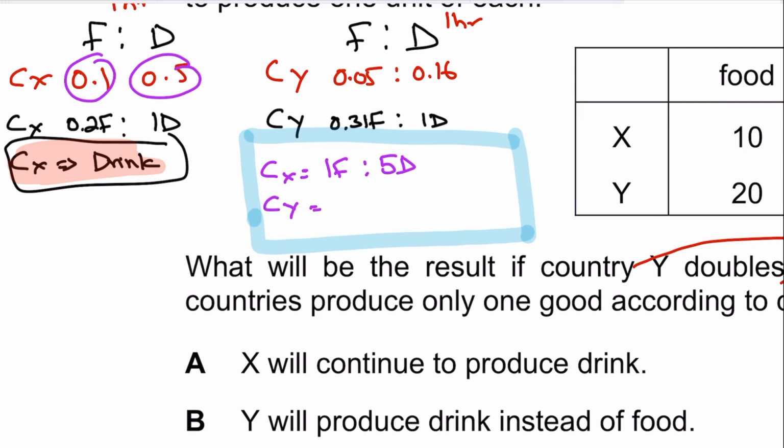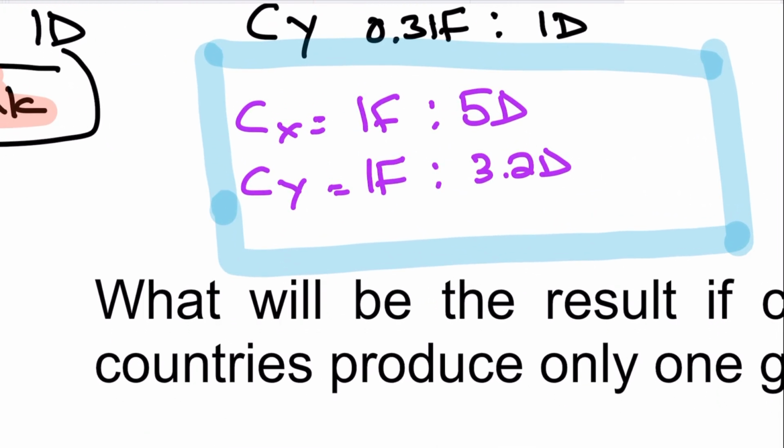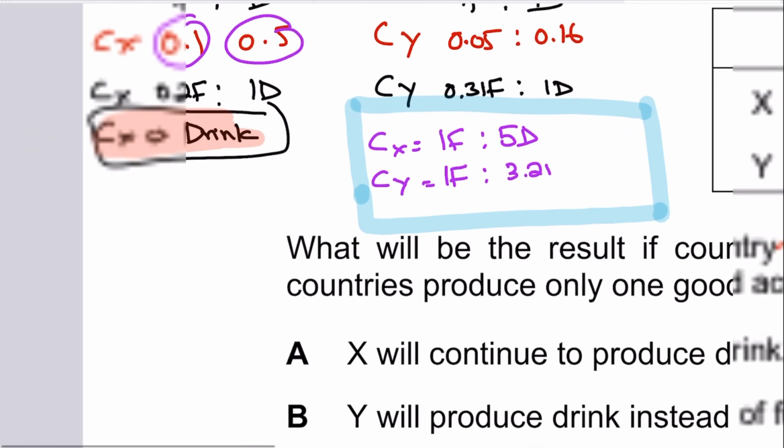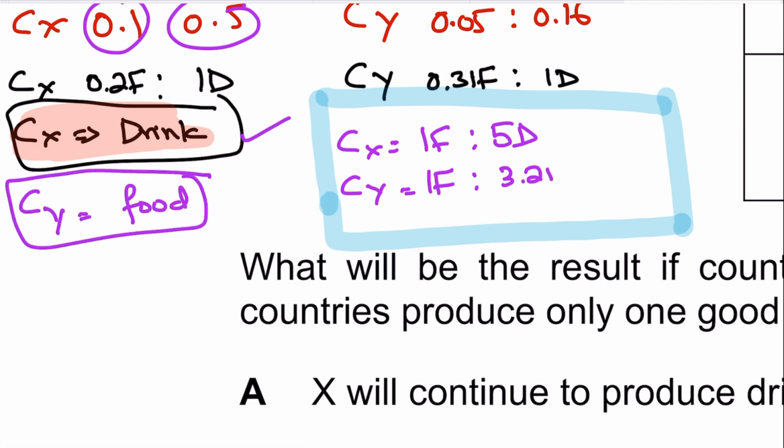And for country Y, if you produce 1 unit of food, how many drinks are foregone? 0.16 over 0.05, and that gives us 3.2. We come to the conclusion that in order to produce 1 unit of food in country X, you need to forgo 5 drinks, while in country Y, the same one food can be produced by foregoing only 3.2 drinks. So definitely country Y has a competitive advantage in food. So we have made true conclusions: country X drink, country Y food.